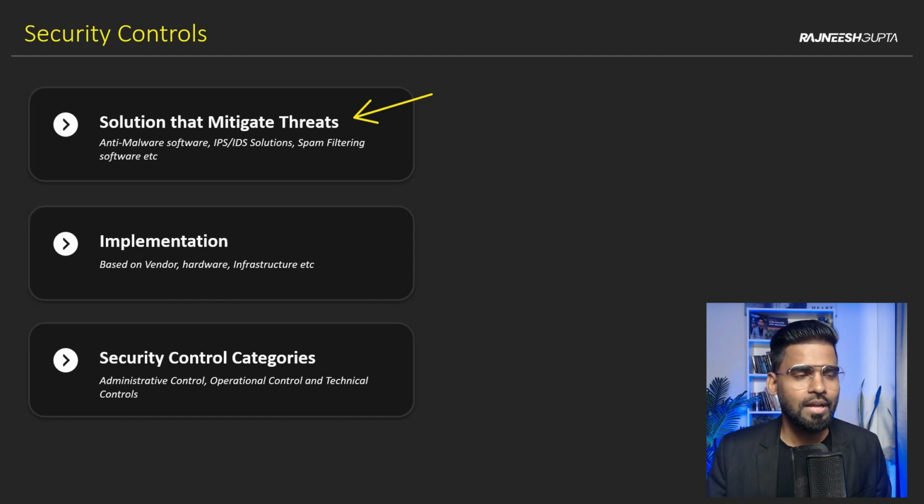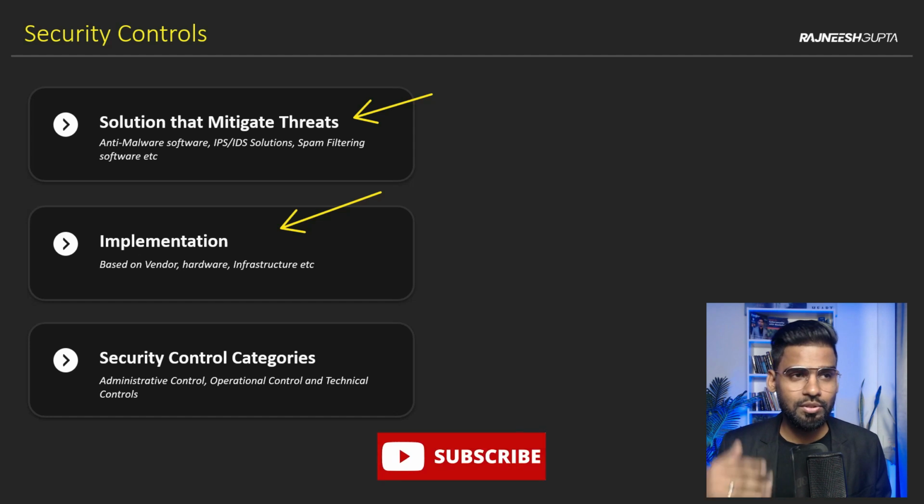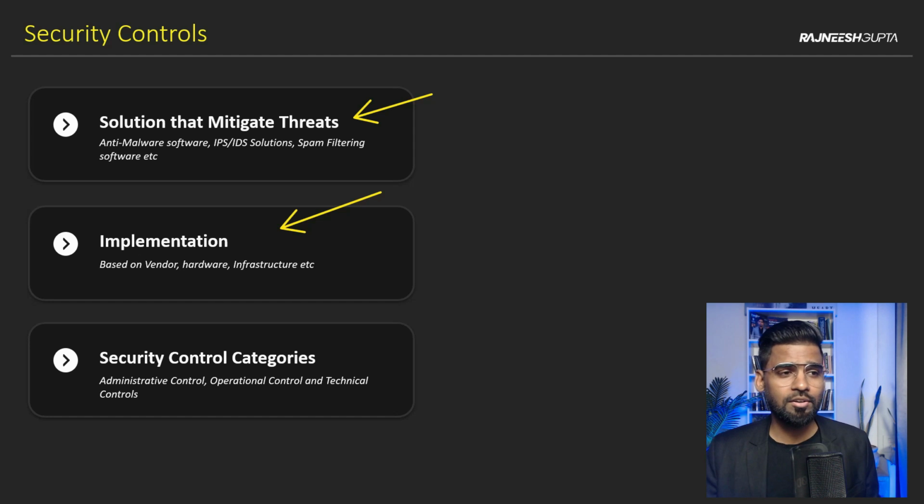Next, the implementation varies. If you finalize a solution from Cisco, maybe Symantec, which is currently Broadcom, if you go for McAfee solutions, or maybe CrowdStrike for endpoint security, any kind of security solution or physical security solution, you might have decided, okay, I want to protect my desktop computer, but based on the vendor, the implementation of that hardware or software varies. So you need to keep that into account, right?